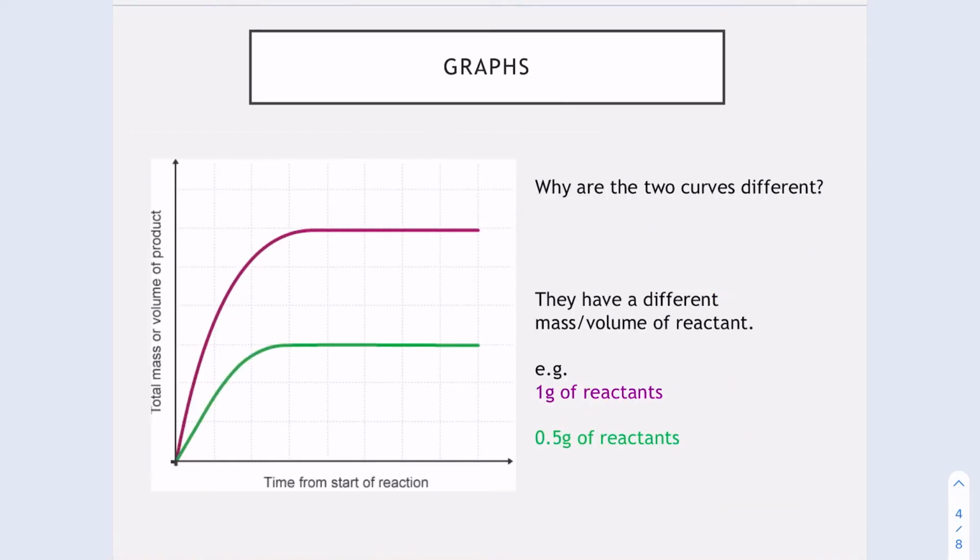Here we have a graph where they are different. They have a different mass or a volume, and how do we know that? Well, it's because they end at different points. The green one is roughly half of the pink one, so say for example the pink purple one had a gram of reactants, the green one would have 0.5 grams, so they still start at the same point but they end differently because the green one doesn't have as much available to react as the pink purple one.